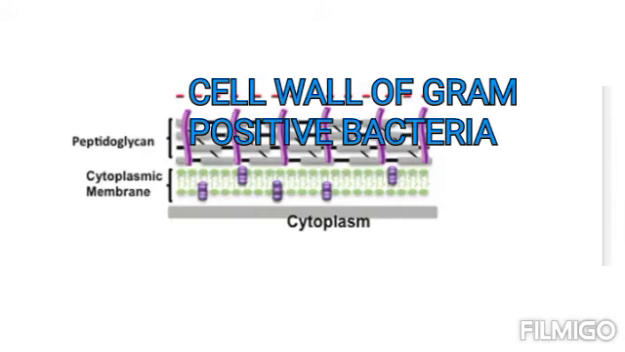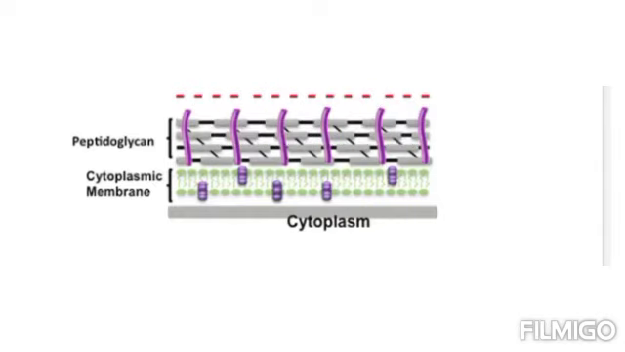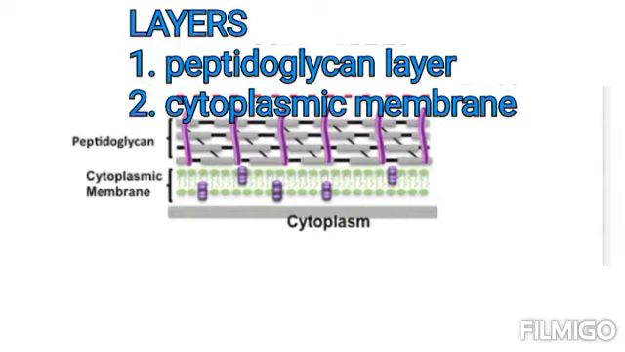Now let's look at the cell wall of the gram-positive bacteria. The cell wall of the gram-positive bacteria just has two layers, and from the outside these are the peptidoglycan layer and the cytoplasmic membrane. The peptidoglycan layer and the cytoplasmic membrane, we have already talked about.